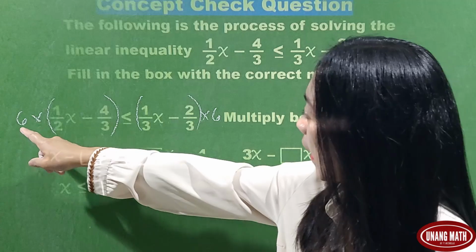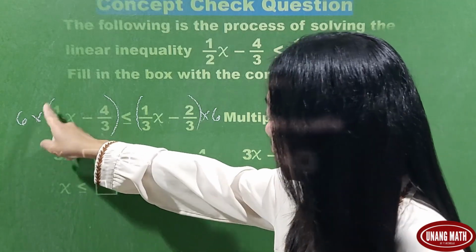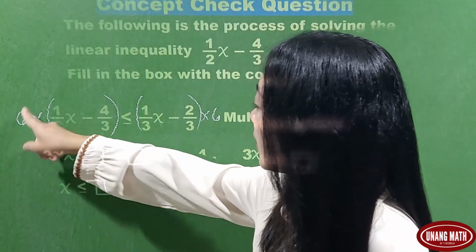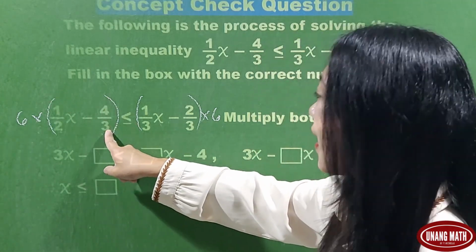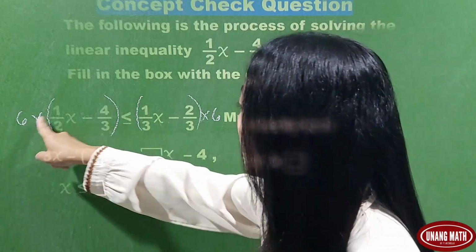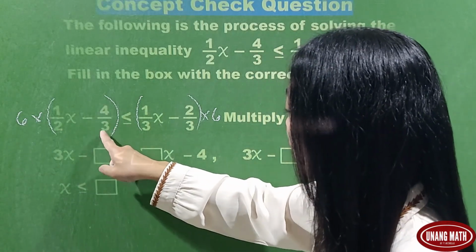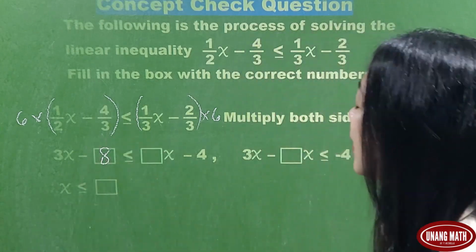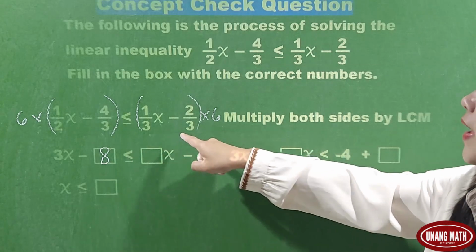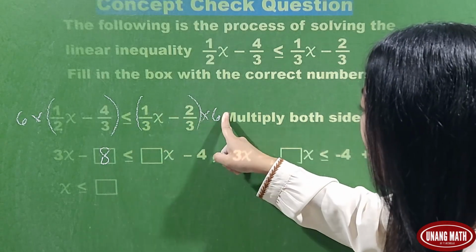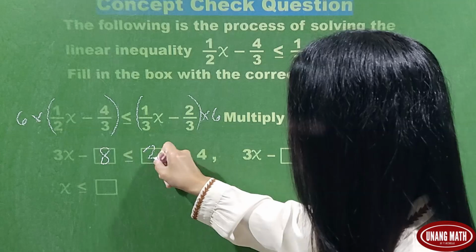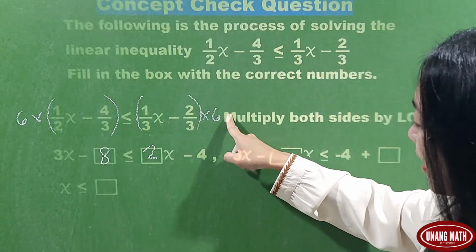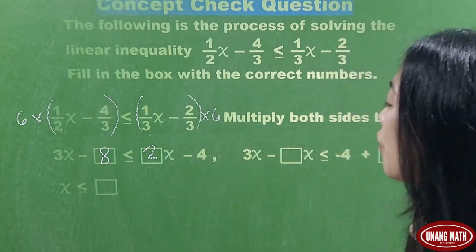Okay, now let's multiply. 6 times 1 half is 3. So this is 3x. 6 times negative 4 over 3, 6 times 4 is 24. 24 divided by 3 is 8. So this is minus 8. Okay, what about on the right side? 1 over 3 times 6 is 2. So this is now 2x. Minus 2 over 3 times 6 is 4. So this is minus 4.